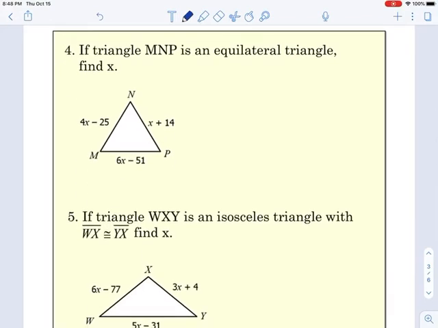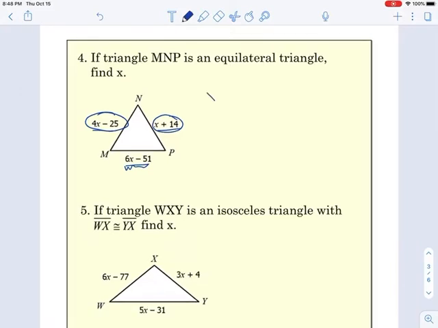Now let's put all of that into use in some examples. For number 4, if triangle MNP is an equilateral triangle, I want to find x. Equilateral means all equal sides. I've given 3 different expressions here, but you only need 2 in order to write the equation, and it does not matter which 2 of the 3 you use. You just can't use all 3. I'm going to use x plus 14 as one side and 4x minus 25 as the other. You could have used 6x minus 51, but you can only use 2 out of the 3.